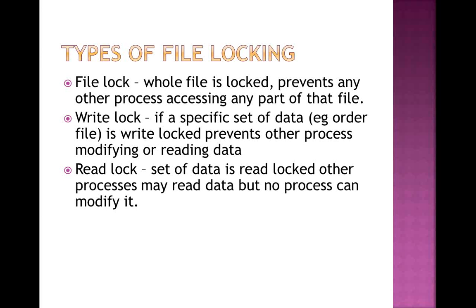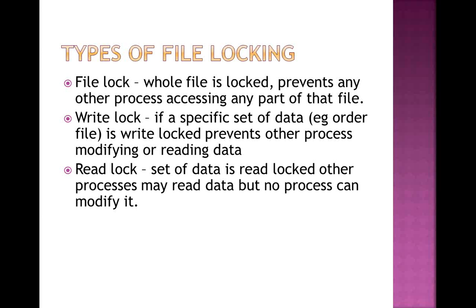Then what are the types of file locking? How can we maintain file locking? One is the file lock. File lock means the whole file is locked, which prevents any other process from accessing any part of that file. That is, the full file will be locked and it prevents any other process from accessing any part of that file.